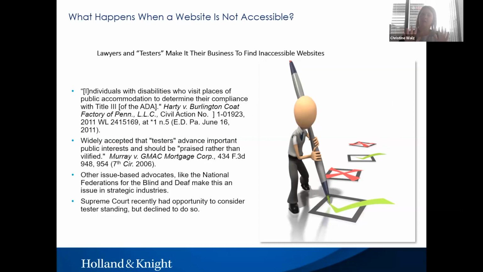Initially, I would say between 2010 and 2015, there were issue-based advocates like the National Federation of the Blind and the Deaf that were bringing large litigation against a number of companies about the content on their website. There was the Netflix case and the Scribd case, both of which were online only businesses. And these groups sued and said the content on your site needs to be accessible.